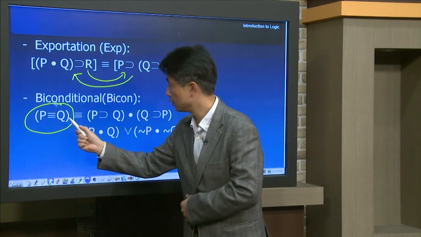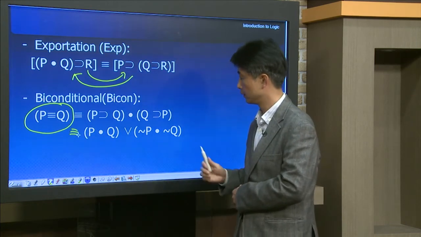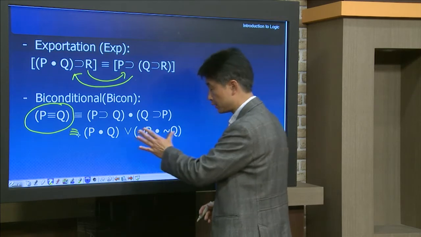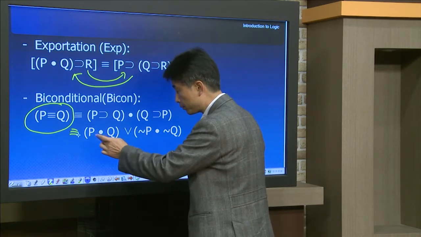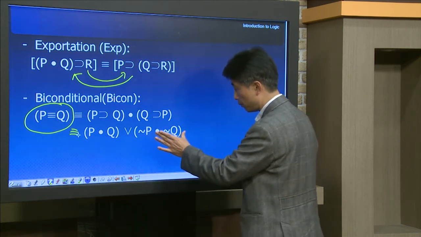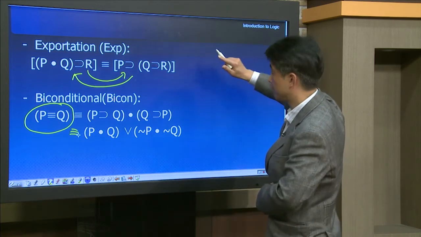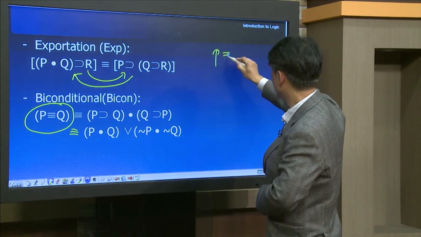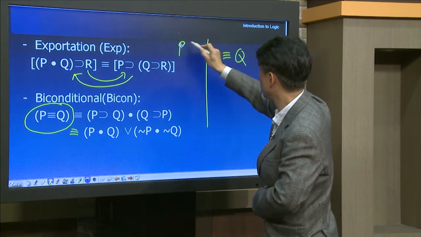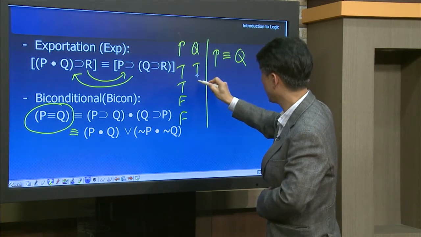This is also equivalent to this. What this says is that P and Q, both of them are true, or both of them are false. If you look at the truth table for P if and only if Q, you remember it says P, Q: T T, T F, F T, F F.